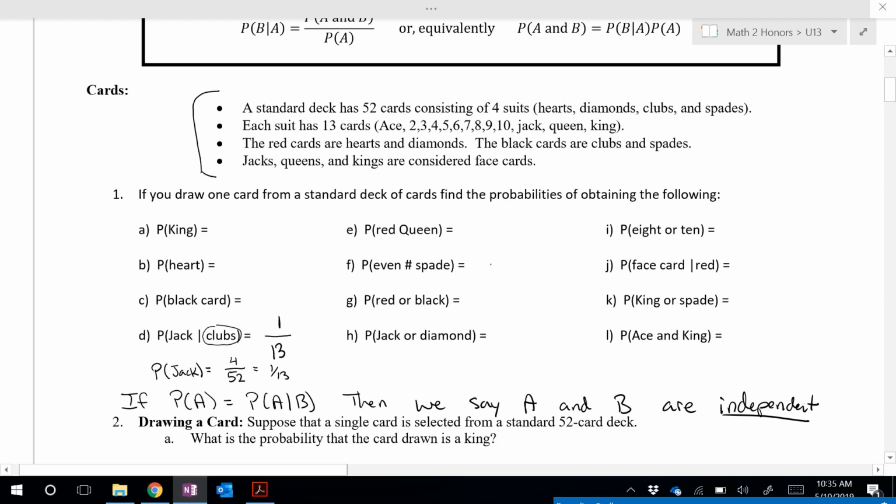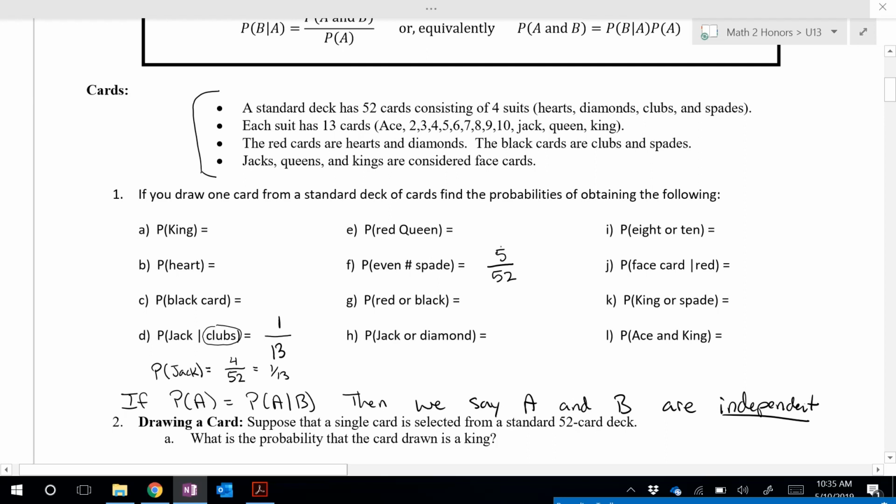So what's the denominator going to be on F? It's out of how many cards? 52. And out of those 52, how many even spades are there? 5. There's the 2 of spades, the 4 of spades, 6, 8, and 10 of spades. Those are the 5 spades. 5 out of 52.